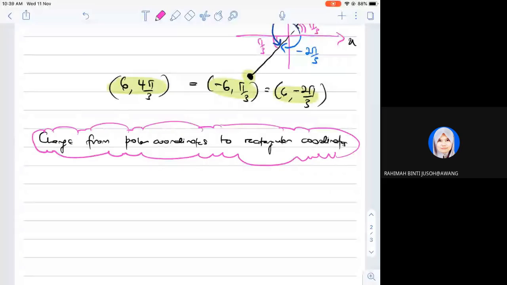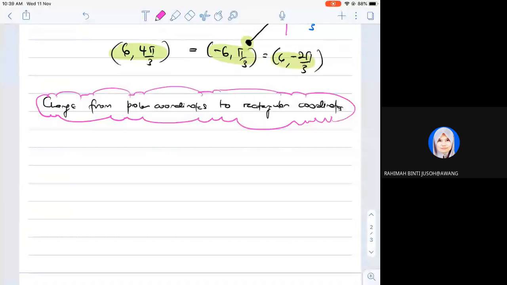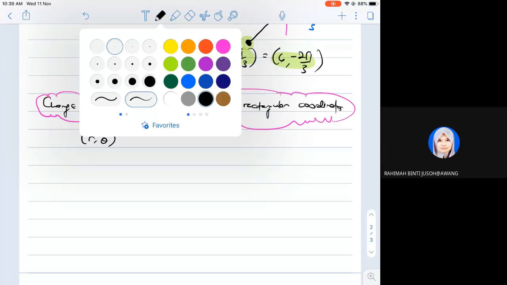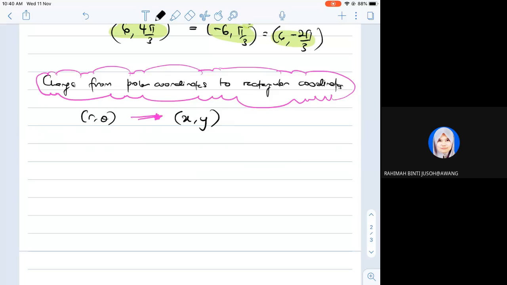Okay, so now change from polar coordinates to rectangular coordinates. We have two formulas to do this. Polar coordinates are r, theta. We want to change this into x and y. We want to know what the rectangular coordinates are. The r, theta is called polar, and the x, y is called rectangular, of course. So for this case, we have two formulas. Okay guys, formula number 1.